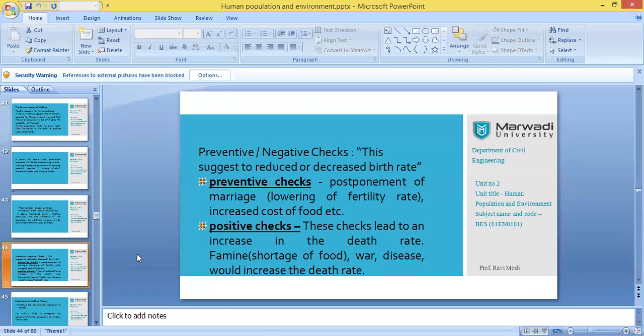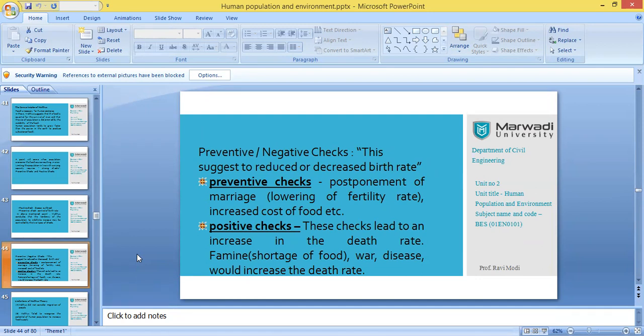And the positive checks lead to an increase in the death rate. The second one is famine, that is a shortage of food, war or disease, which would increase the death rate. So if you cannot control the birth rate, the other option is, if any of these problems happen, it will increase the death rate. So again, with increasing death rate or lowering of the birth rate, it will directly affect the net population, and what we want is for the net population to not increase at a very high rate.